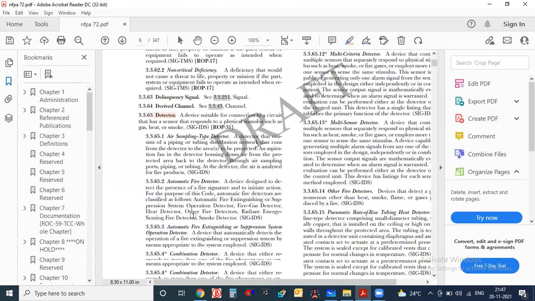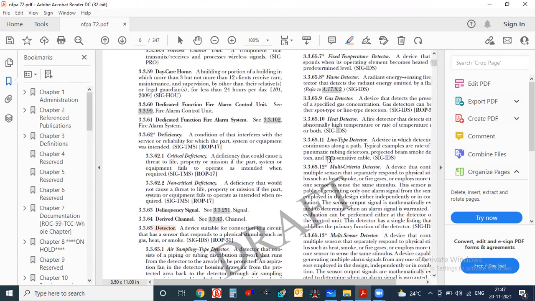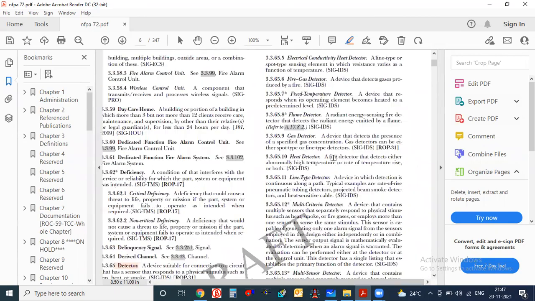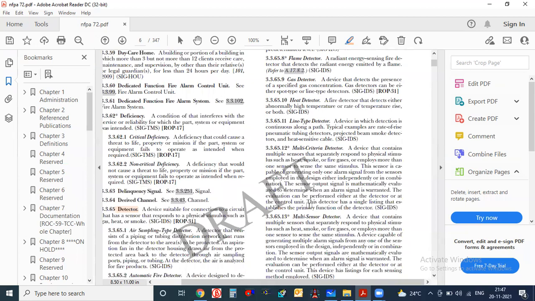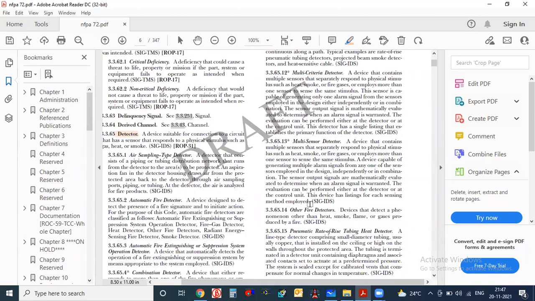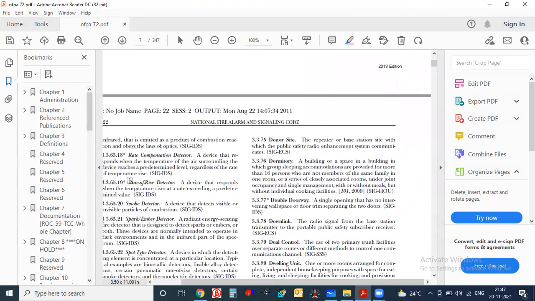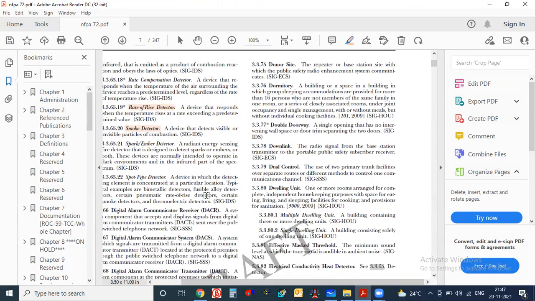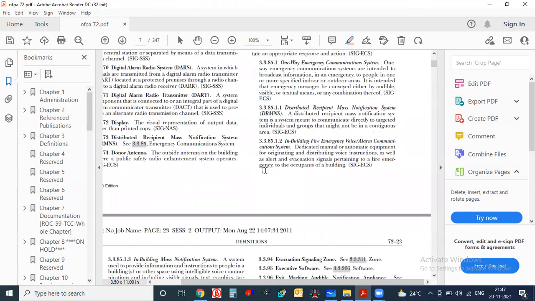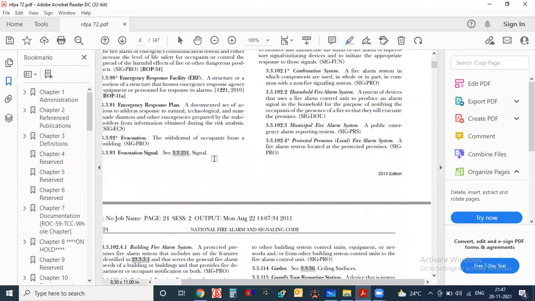Different types of detector: automatic fire detector, fire extinguisher detector, combination detector, heat detector, line type detector, gas detectors, fire gas detector. These are the definitions given here about the detectors. Multi-sensor detectors, rate of rise detectors, smoke detectors, different detectors are given here. And after that, so many definitions are given here, whatever definitions you can see.